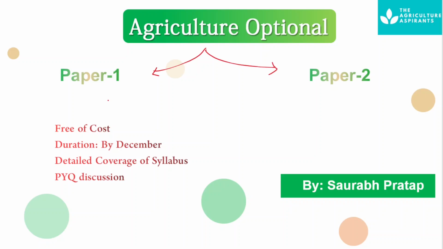I am Saurabh Pratap. I am happy to announce that I am going to launch the Agriculture Optional course free of cost. As you know, there are two papers in every optional. In Agriculture Optional, there are two papers, paper 1 and paper 2. So, accordingly, we will proceed. First, we will cover paper 1 and then we will go to paper 2.